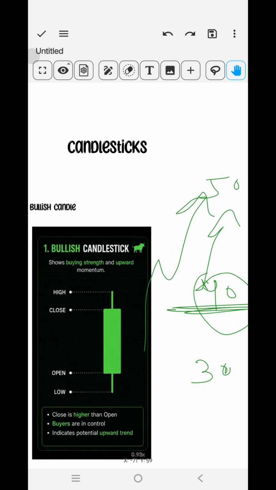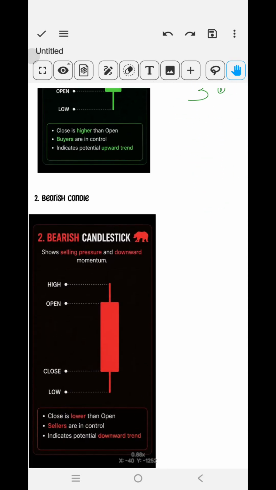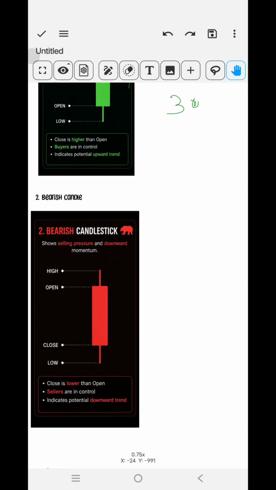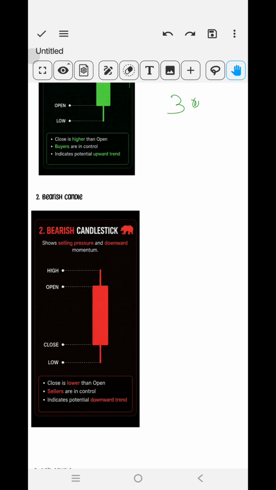Let's talk about the bearish candle. It's the same, but actually the opposite. The bearish candlestick forms when the sellers are stronger than the buyers. The price closes lower than where it opened. Guys, focus on it.